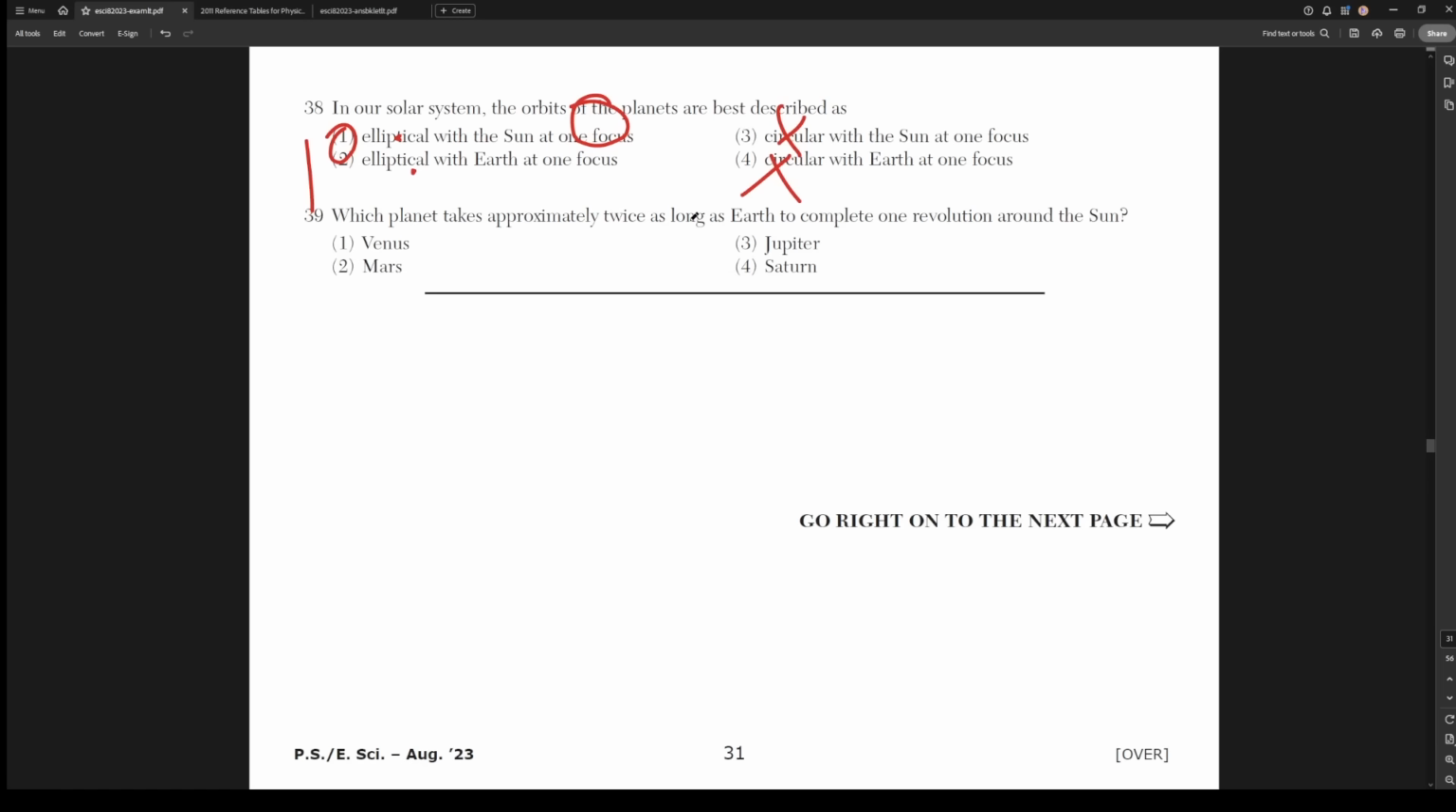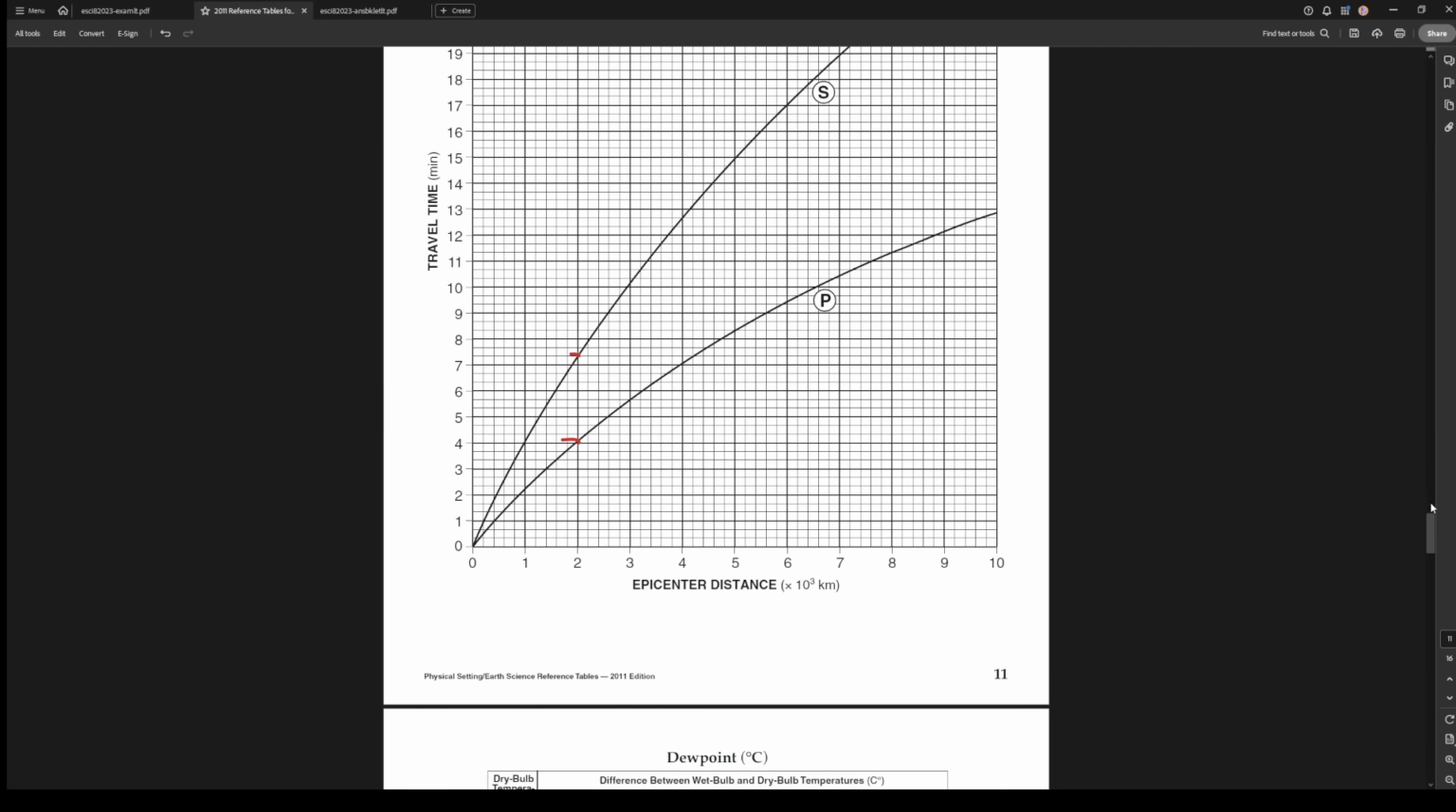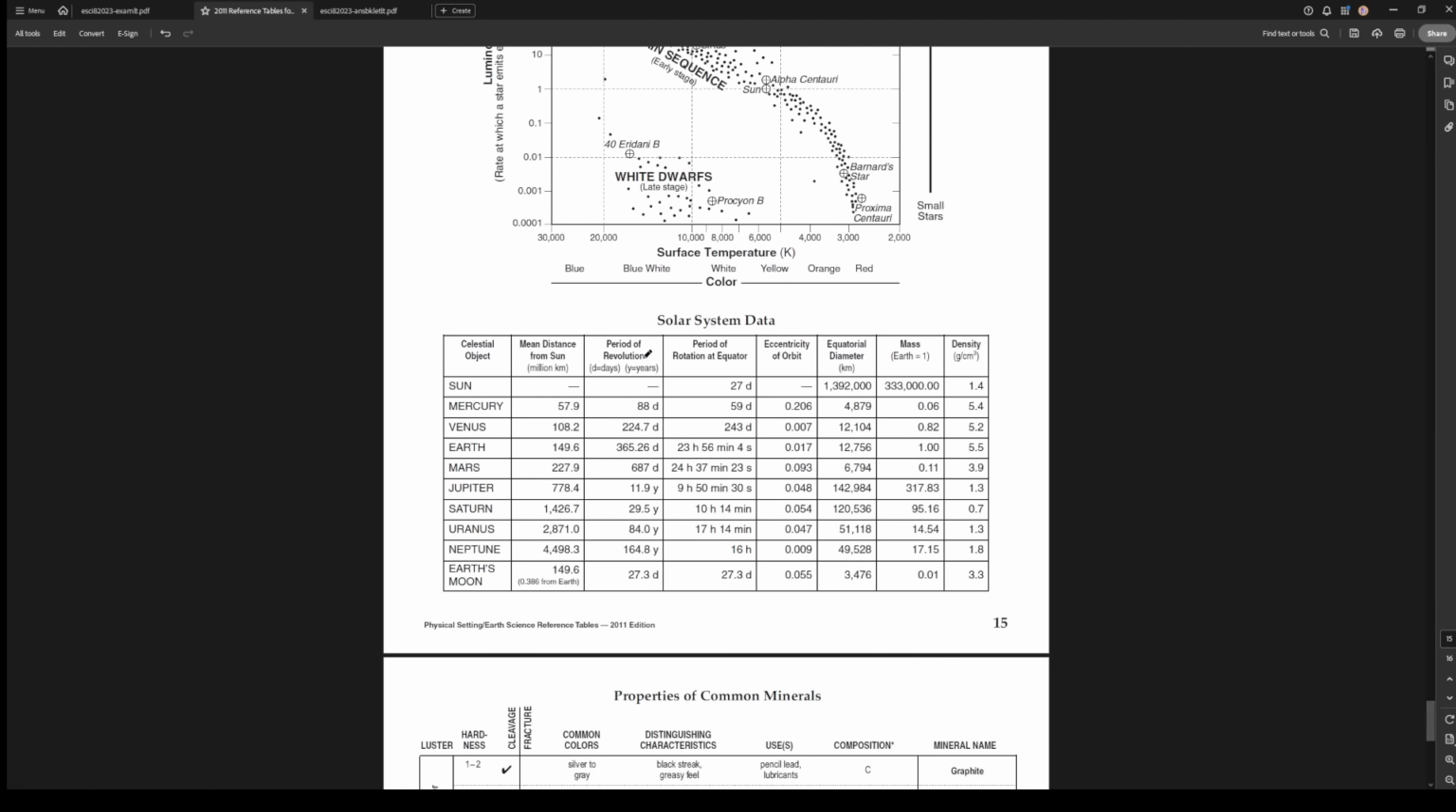Which planet takes approximately twice as long as Earth to complete one revolution? So one revolution for Earth is 1 year, so we need 2 years for a revolution. So it's going to be somewhere further out, most likely, because remember, the further away you are, the longer it takes to revolve. We're going to go to our little solar system chart, go to period of revolution, 365 days, look, double that, Mars.